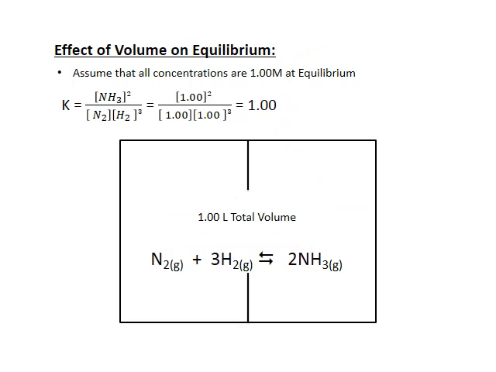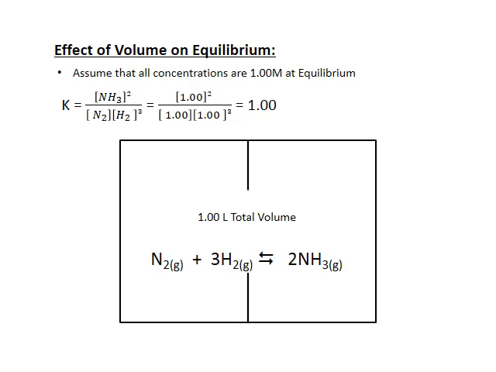There's one more effect here, and it's not that hard to figure out. Imagine that I've got an equilibrium system here where I've got 1 liter total volume, and I've got 1 mole of every reactant and product in here. So their concentrations are 1 mole per liter. I'm going to pretend that this is at equilibrium. If that is the case, then when I plug all those numbers in, my equilibrium constant value is 1.